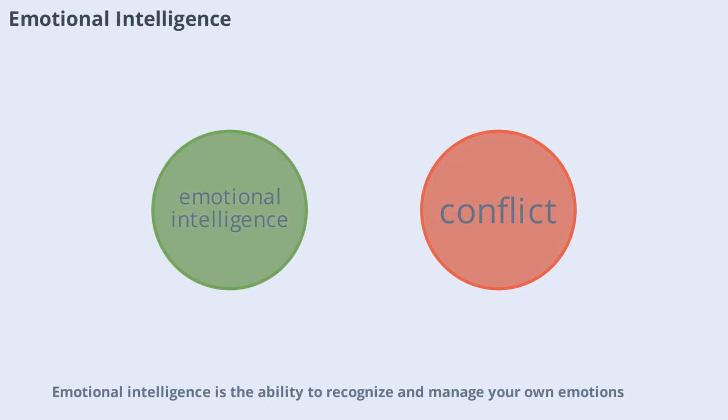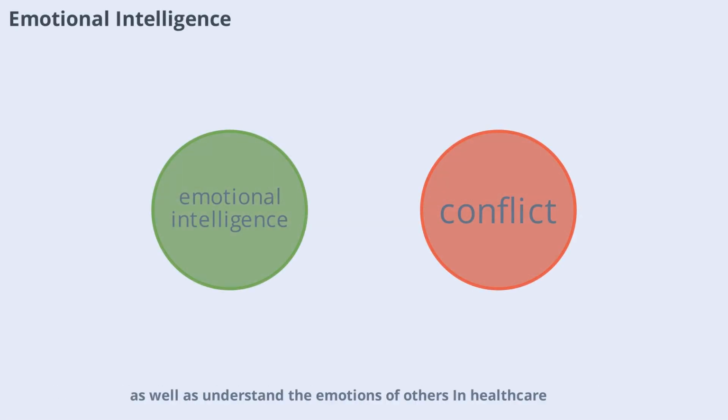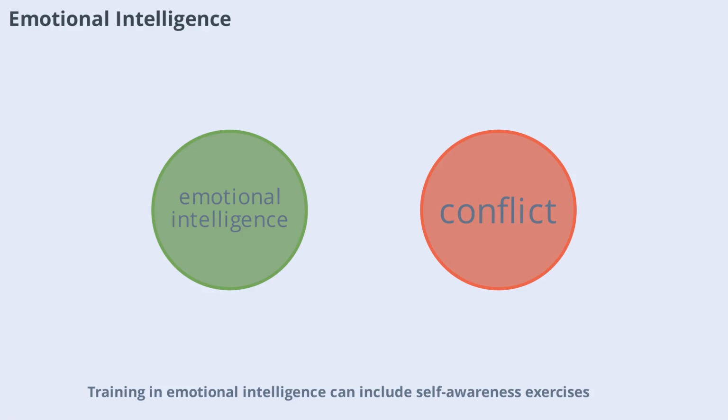Emotional intelligence is the ability to recognize and manage your own emotions, as well as understand the emotions of others. In healthcare, high emotional intelligence helps staff navigate stressful situations and respond to conflict with empathy and self-control. Training in emotional intelligence can include self-awareness exercises, stress management techniques, and learning how to read nonverbal cues. By developing these skills, healthcare professionals can handle conflicts more effectively.